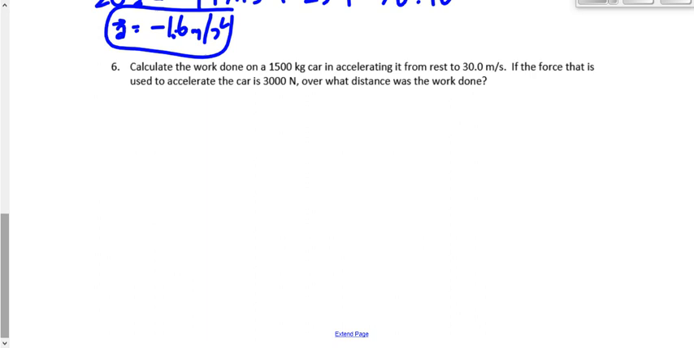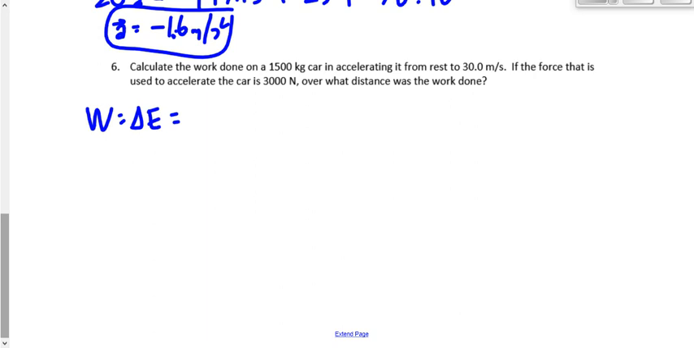All right, number 6 says, what's the work done on a 1,500 kilogram car accelerating it from rest to 30? The force is 3,000. Over what distance was the work done? Here's what I want to do to find work, although there is another way to find work as well, and both would be marked correct because you should get the same answer both ways. I'm going to say work is equal to the change in energy.